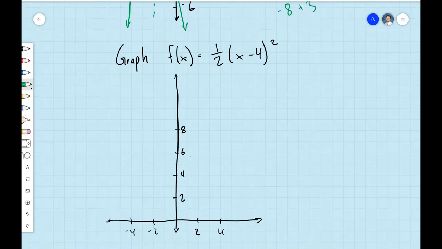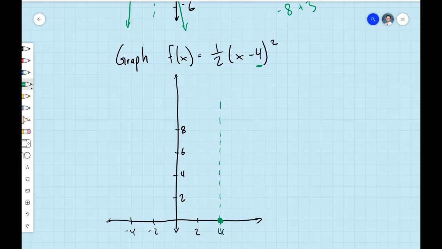All right, so let's graph this next one. f of x equals 1/2 times x minus 4 squared. Again, we can see our h value here is 4. So let's graph our axis of symmetry at x equals 4. Now for this one, remember the format would be 1/2 times x minus 4 squared plus k. And we don't have a k value here, so we know that k equals 0. So our vertex would be at the point 4, 0.